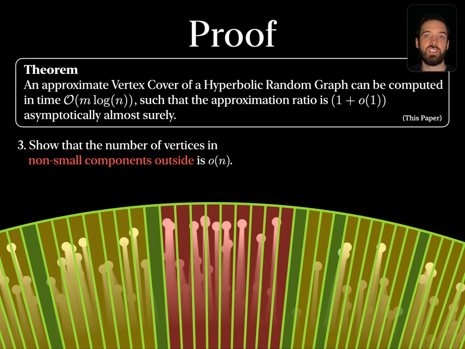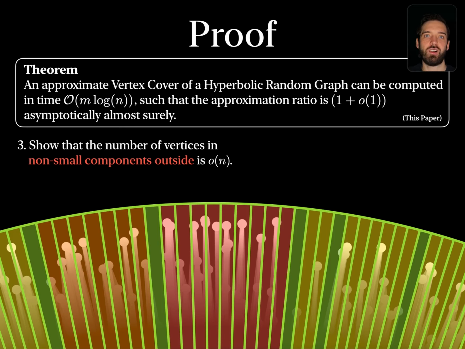Finally, we had to deal with the case where a component which spans only few sectors still contains a lot of vertices. But again, due to the uniform distribution of the vertices, it is unlikely that a lot of vertices are sampled into such a small region. For further details about the proof, we invite you to read our paper.